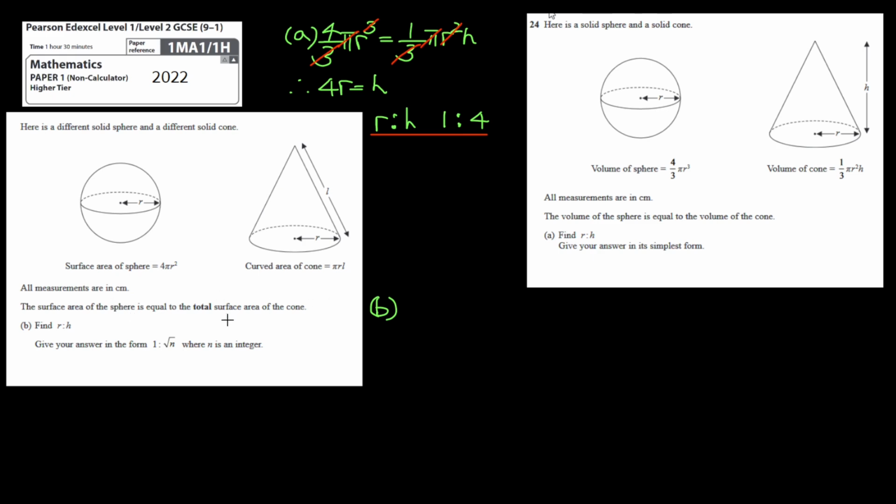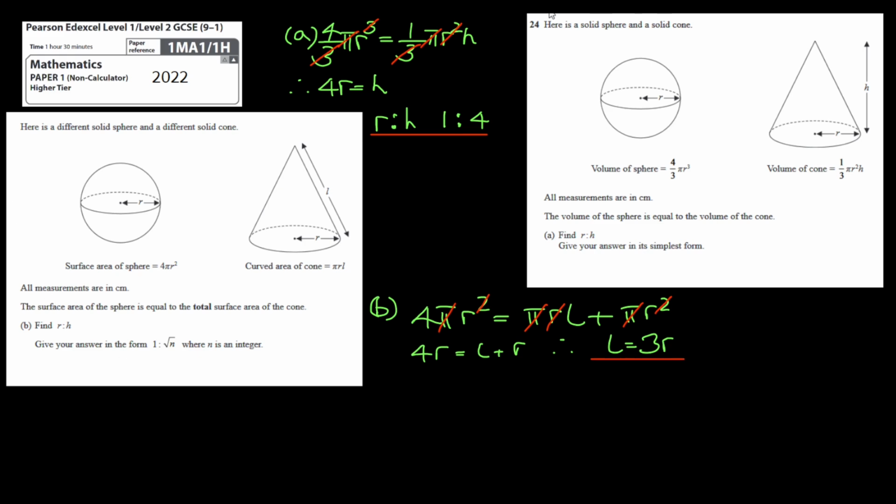Okay, so we need to form an equation. So I can say that 4 pi r squared must be equal to pi r l plus the base area, which is pi r squared. Straight away, we can lose a pi from all of the expressions, and we can lose a common r. That one disappears completely, and that one reduces in power to 1, and that one reduces in power to 1. So we've got 4r is equal to l plus r. So therefore I can say that l is equal to 3r.